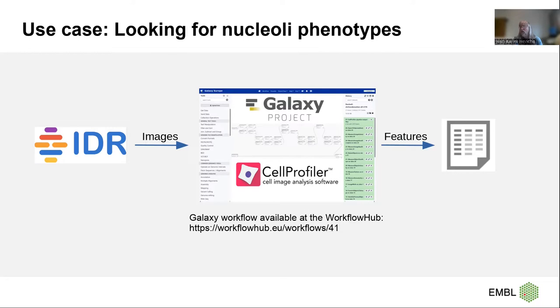To process the images and extract nuclear features, we built a CellProfiler pipeline that we ran using Galaxy. I won't go into details here, but the pipeline is available from the WorkflowHub, and the input can be a list of image IDs from the IDR or actually from any OMERO database so that the images are directly staged on the Galaxy server.